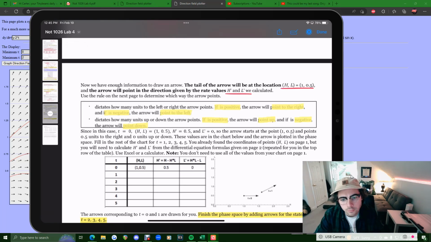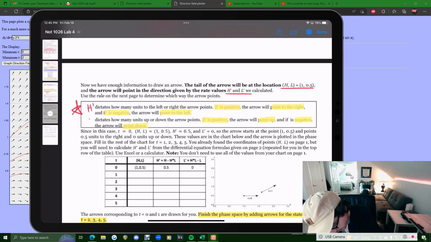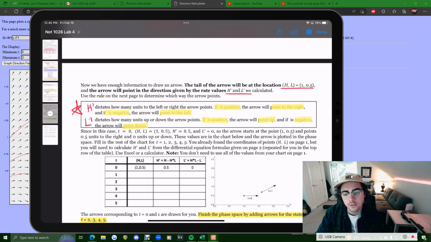Now, this whole box right here, it's a crazy typo. It's pretty awful. I don't know if it looks like this on yours or not, but what they're trying to say here is H prime dictates how many units left or right, and L prime dictates how many units up or down. So if H prime is positive, the arrow will point to the right. If H prime is negative, the arrow will point to the left. And likewise down here, if L prime is positive, the arrow will point up. If L prime is negative, the arrow will point down.